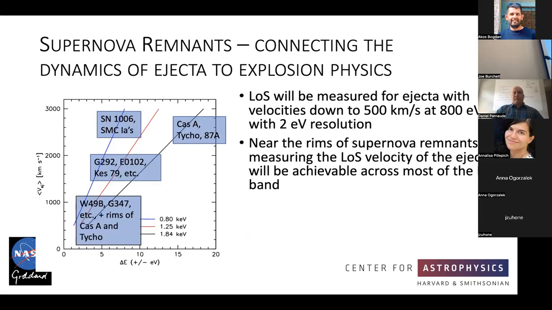Along these lines, LEM will be able to survey a large population of the galactic and Magellanic Cloud population. The large field of view will mean that we can look at some of these larger objects and map them completely. You can see in this plot here, I'm showing the average velocities of the ejecta, or the line of sight velocities in some cases, and what sort of energy resolution we'll need. Since we're expecting to have 2 eV resolution, this suggests that even near the rims of supernova remnants in the galaxy, we'll be able to measure the line of sight velocity of the ejecta across the entire or most of the LEM band.